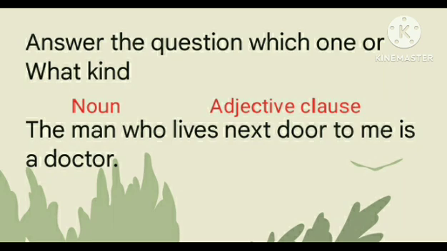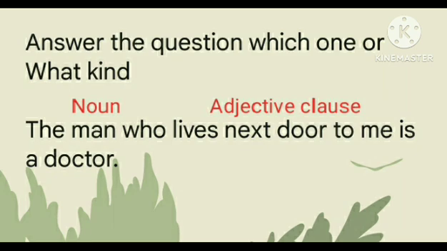Now, let's talk about how we identify the adjective clause. Children, whenever you are supposed to identify the adjective clause, you are supposed to ask a question to the main clause, that is, which one or what kind of. Let's take an example for it. The man who lives next door to me is a doctor. Now, let's see. What is the noun here? That is the man, correct? Fine. Now, what is our adjective clause here?